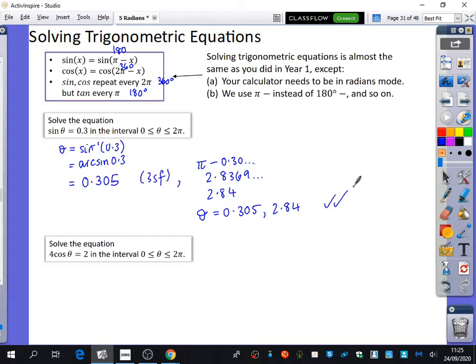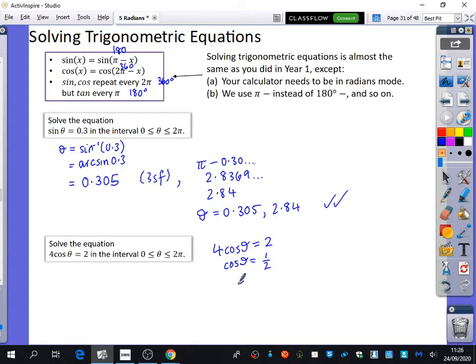The next equation that we've got looks a little bit different. So we've got 4 cos theta equals 2. We know it's radians, A, because we're doing radians, but B, because of the range that it's given us, the interval. What do I need to do first when I have that 4 cos theta is equal to 2? I have to divide by 4, and 2 divided by 4 is a half.